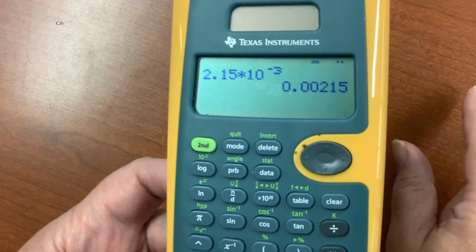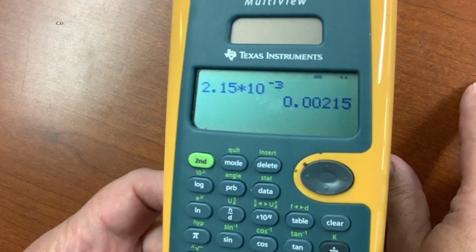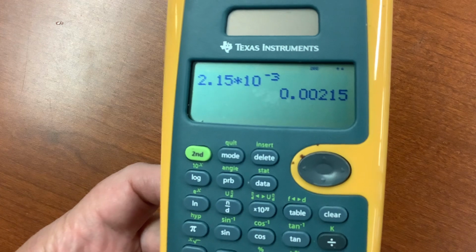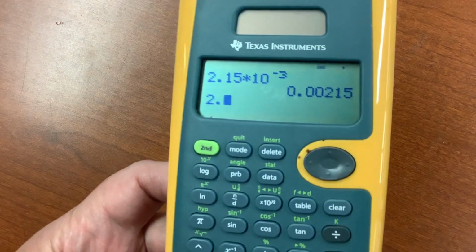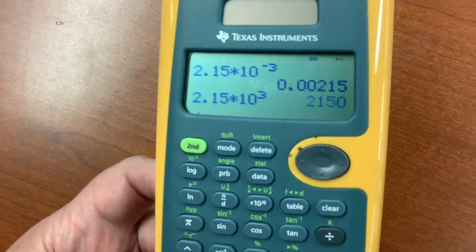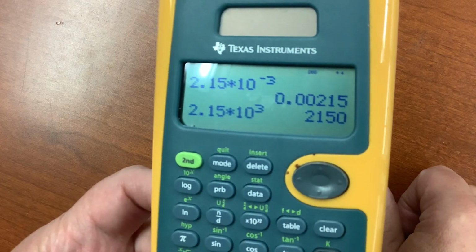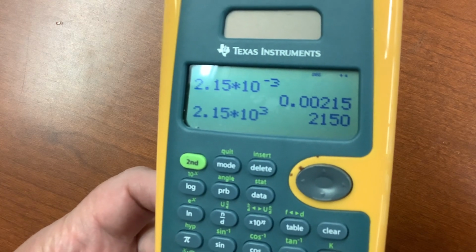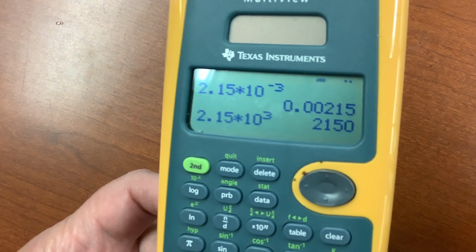It automatically turned the number into a standard notation number for me. I could do the same thing and make it a positive exponent. 2.15 times 10 to the n with a +3 is going to give me 2,150. So that's how you change a number from scientific notation into standard notation.